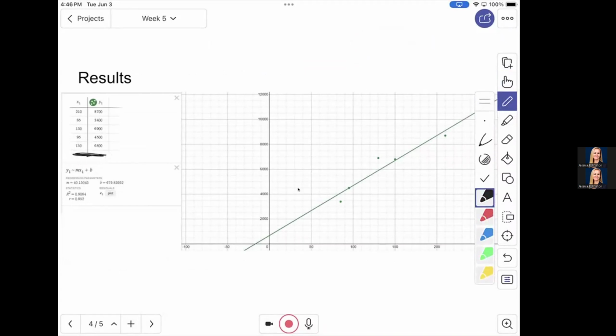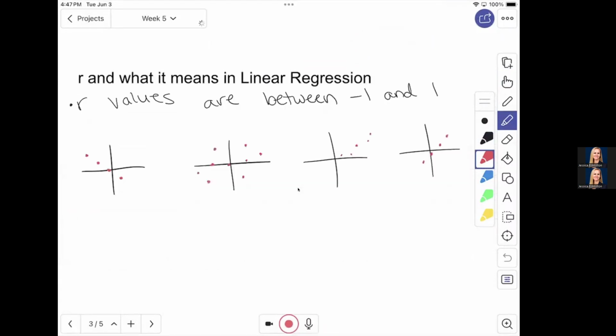I've got the picture of it, but I do want to talk to you about R. So in this case, for my particular example, R is equal to 0.952. That is considered strong and positive and linear. But I want to talk about R for just a minute. The correlation coefficient is a very important number. It can range from -1 to +1.